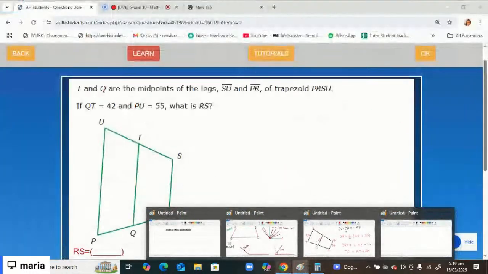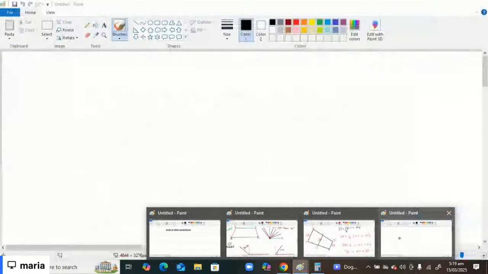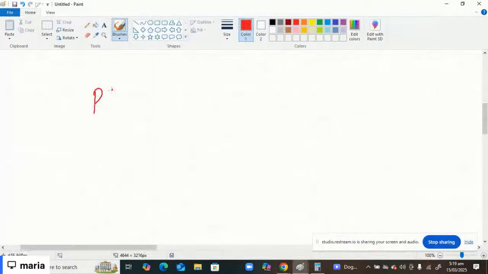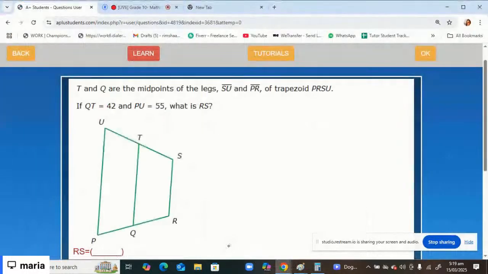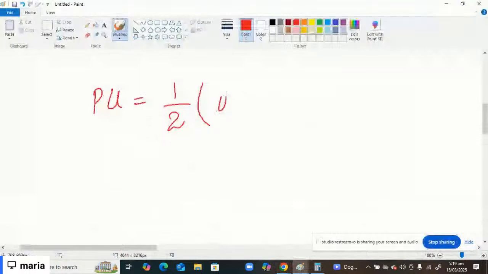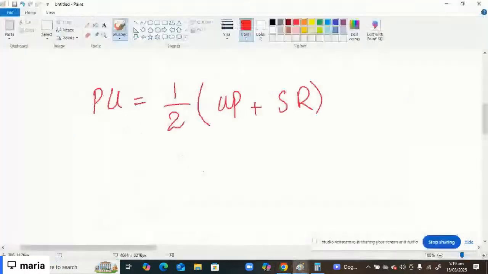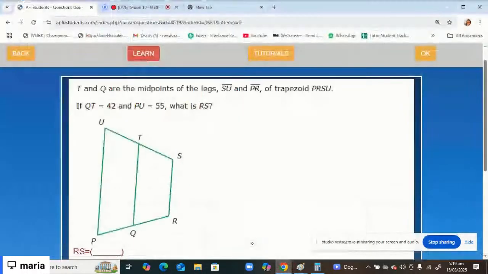This is QT, QRS, PU. They are saying that QT is the midpoint of which two? UP and SR, the same thing just like the previous. Now placing the values, what is the PU? This is 55, half as it is, and QT is 52.